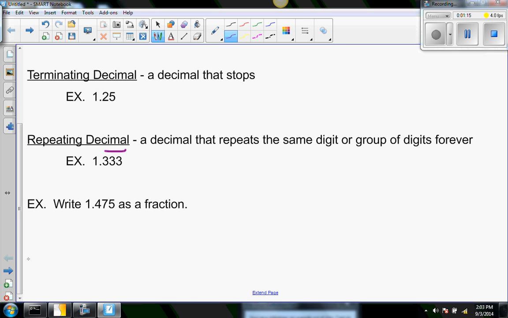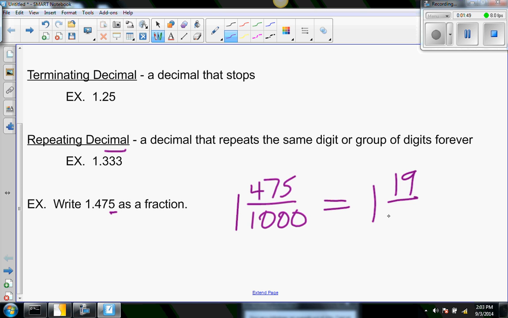For example here, we need to write 1.475 as a fraction. The 1 can just stay a 1 because it's a whole number. For the 0.475, you look at what spot the 5 is in. It's in the thousandths spot, so you go 475 over 1,000. So 1 and 475 thousandths, but you have to reduce it. 25 will go into both of those, and it will reduce to 1 and 19/40. So this is this as a fraction.